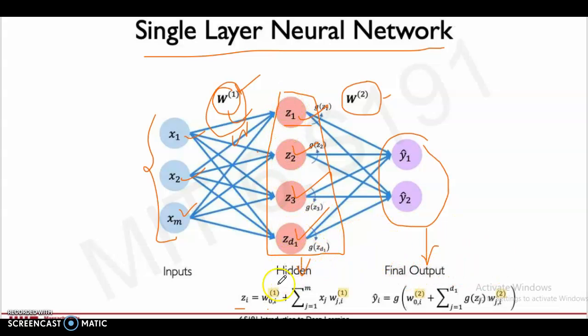This is the Z result. Here only output. Final output. This is available in the hidden layer. This is Z1, Z2, Z3, up to Zd1, the result for the hidden layer.